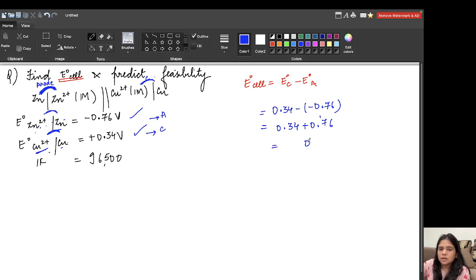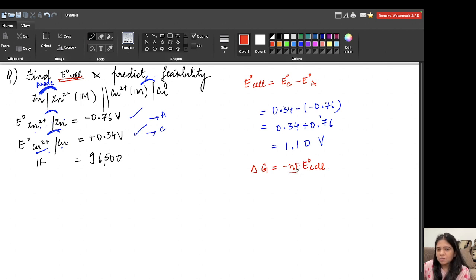7, 8, 9, 10, 11, 1.1 volt. This one will be your value for E naught cell. Now we need to predict the feasibility. What was the formula we were applying in feasibility? Delta G is equal to minus n F E naught. If it is coming negative, then it means it is feasible.